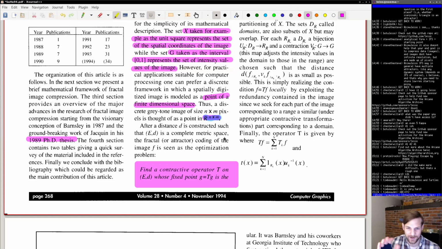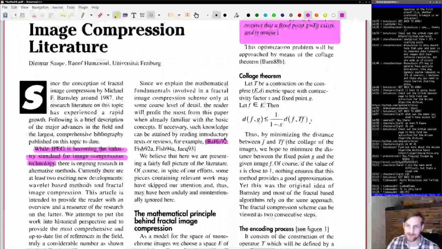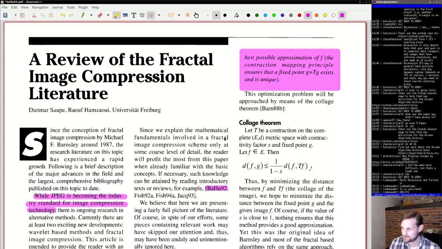It's just amazing. Okay, so find a contractive operator T. So T is going to be our iterative function system, whose fixed point is G. G is going to be our image, equal to T times G. So the idea is we want some sort of iterative function system such that when we input our n by m dimensional space, we get back out the same n by m dimensional space. So we want something that reads in the image and outputs the exact same image. Sounds stupid, but what it does is it allows us to take in an approximation of the image and output a closer approximation to the image, right?